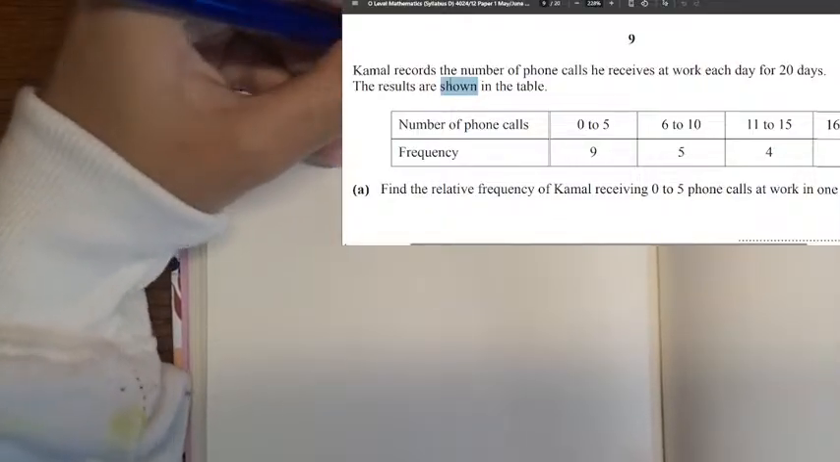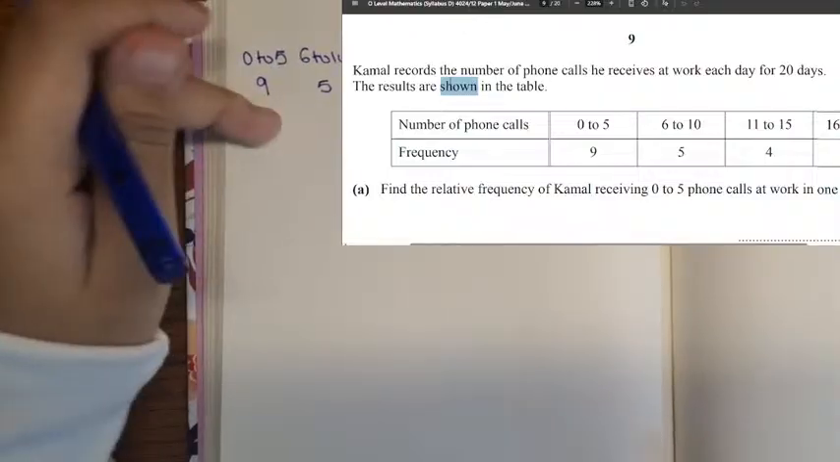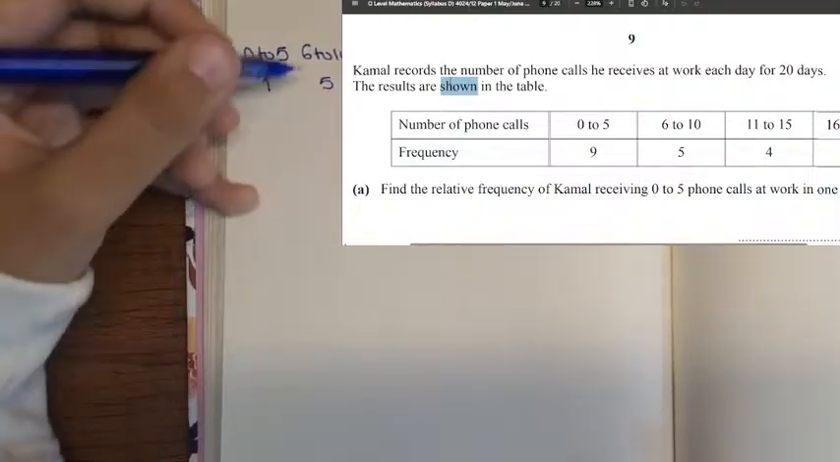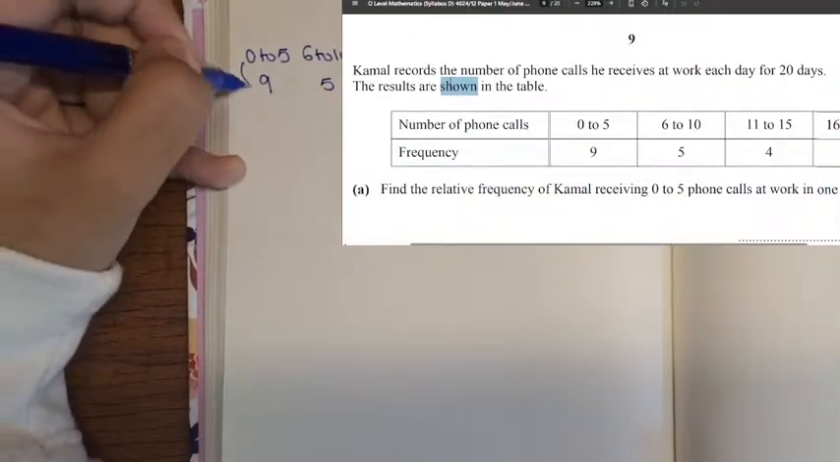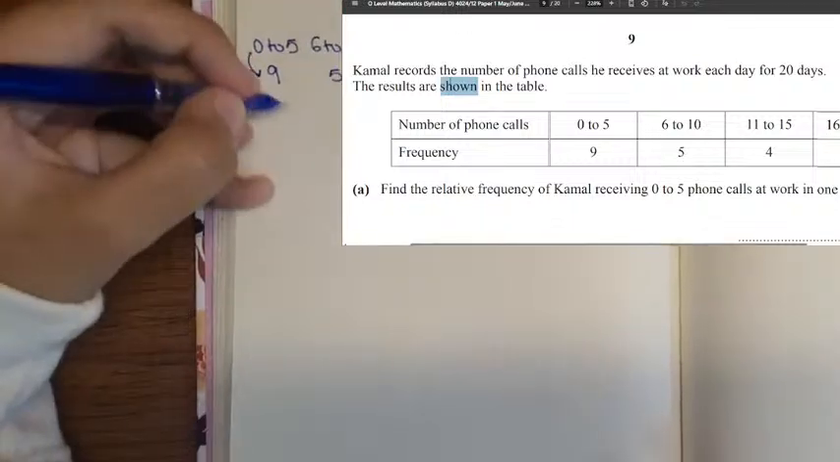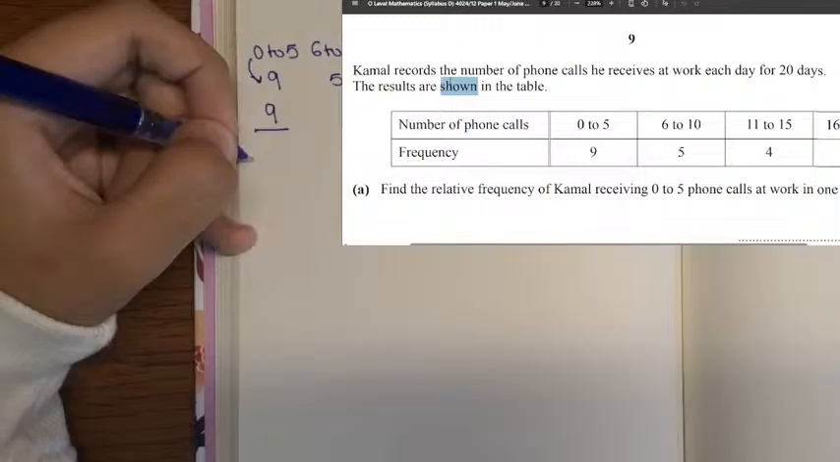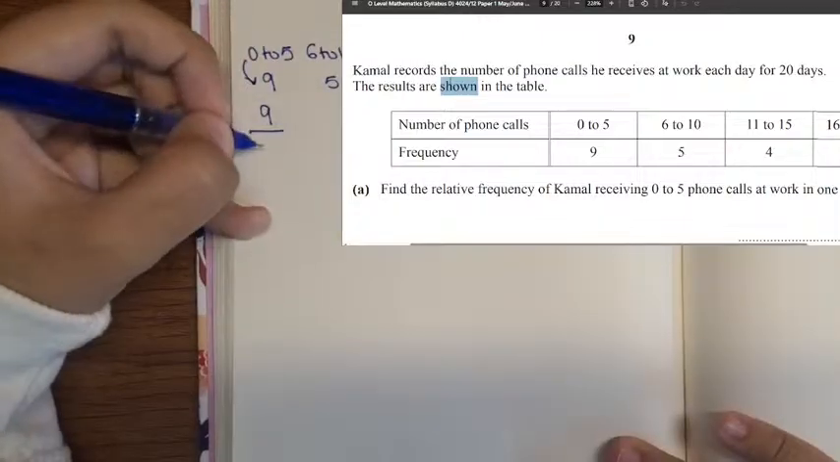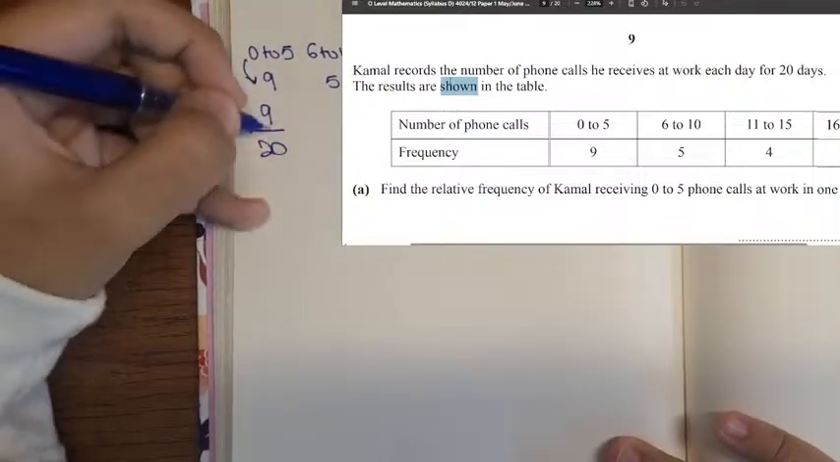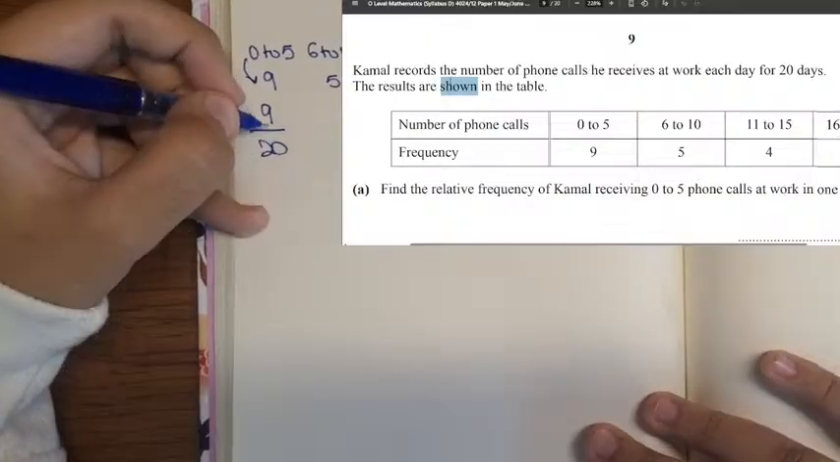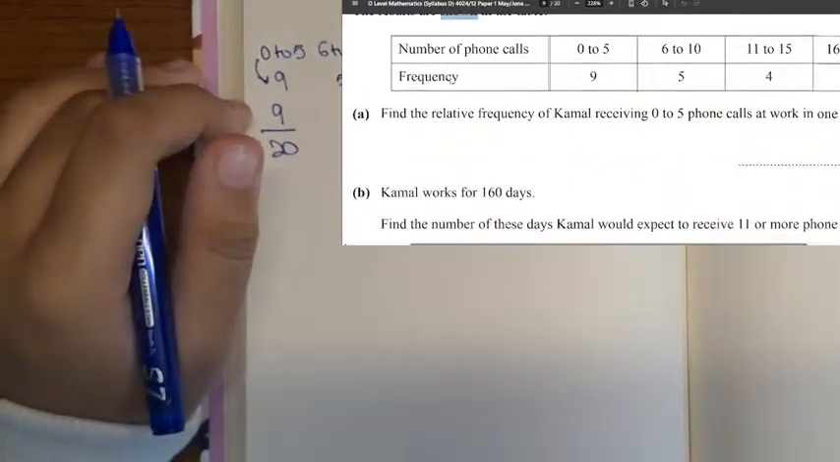So in order to find the relative frequency of Kamal receiving 0 to 5 phone calls at work, we'll basically take the number that we have for 0 to 5 and then put it upon the total number. So he receives 9 calls and then we need to divide that by the total number, which is just 9, 5, 4 and 2, which is 20. So 9 upon 20 would be our answer. We can just simplify this if we want to, but I think we should leave this in this form.